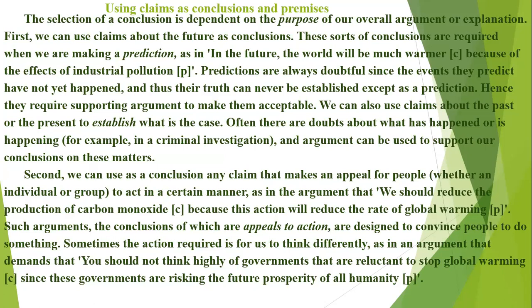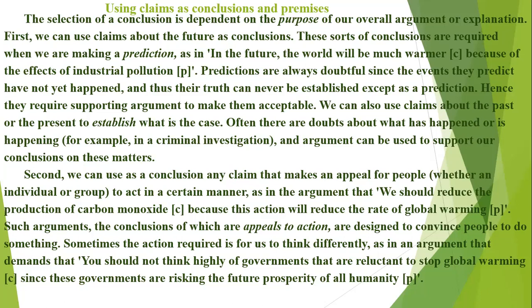First, we can use claims about the future as conclusions. These sorts of conclusions are required when we are making a prediction, as in: in the future, the world will be much warmer, C, because of the effects of industrial pollution, P. Predictions are always doubtful since the events they predict have not yet happened, and thus their truth can never be established except as a prediction. Hence they require supporting argument to make them acceptable.